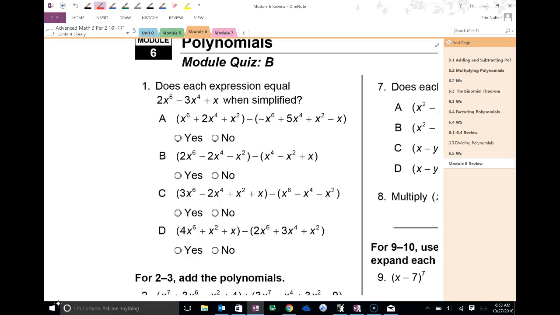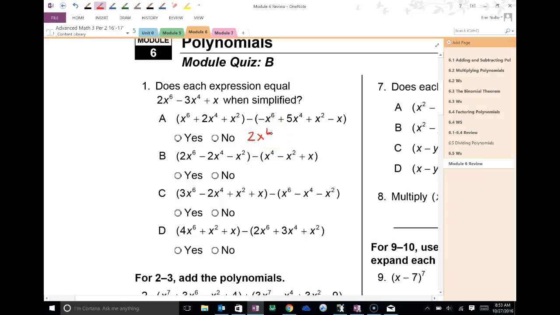You have 2. There's 2, right? Because I have x to the 6th minus negative, and minus negative is the same as plus, right? So this one gives me 2x to the 6th. How many x to the 4th do I have?